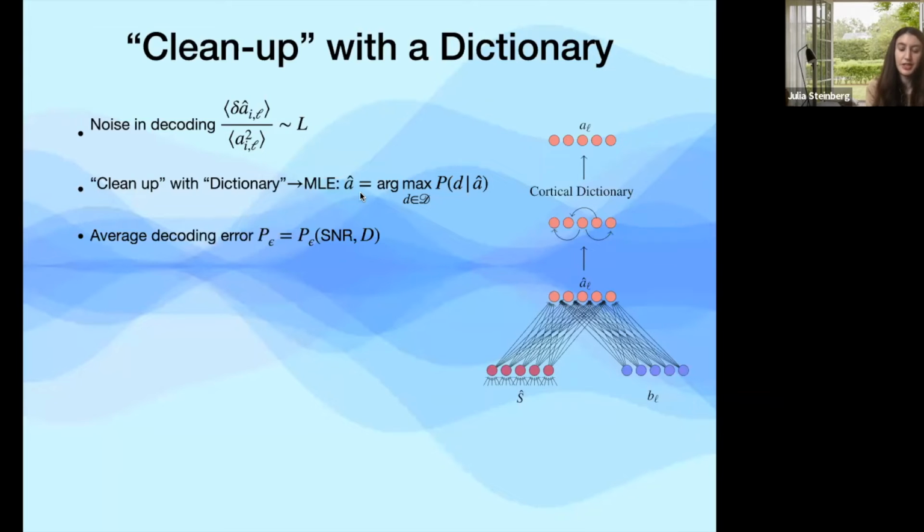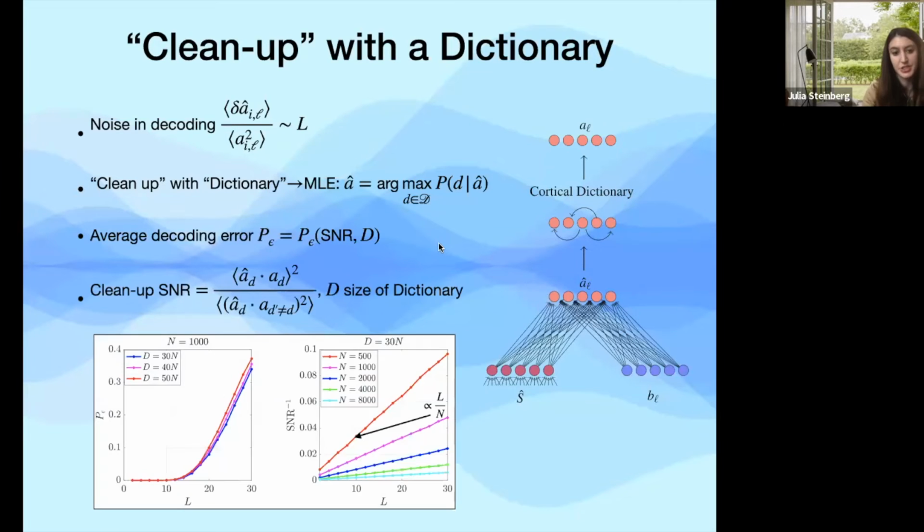It turns out that this decoding error depends on two features: the signal to noise ratio and the size of the dictionary. The signal to noise ratio is determined by the signal, the square of the overlap between the estimator and the correct item in the dictionary, and then the variance of the overlap with incorrect items, so just the average of all of that. As you see here, the size of the dictionary doesn't matter too much. What really matters is the signal to noise ratio, and this is proportional to N over L. So as you keep on increasing the number of neurons, you can do better and better with decoding.